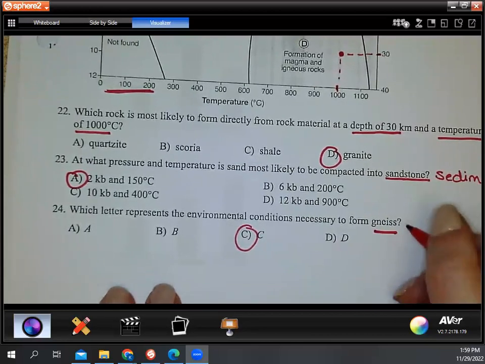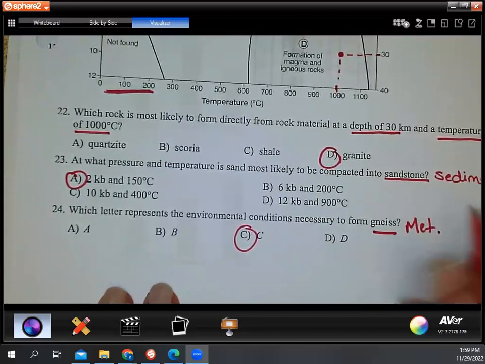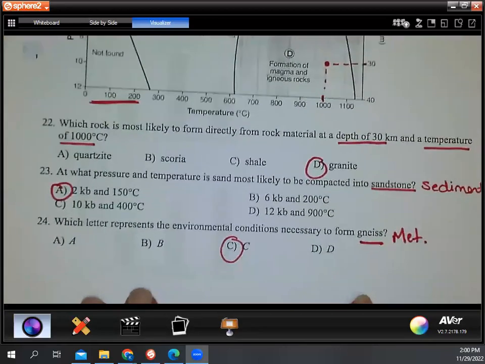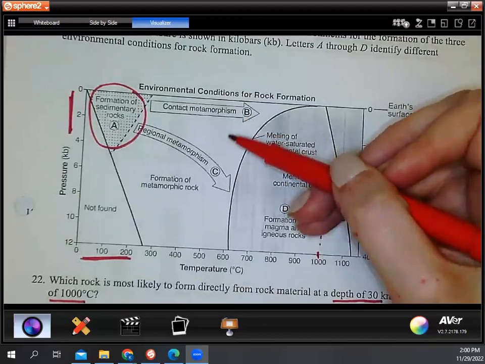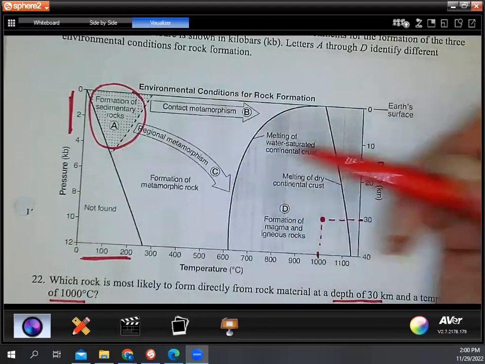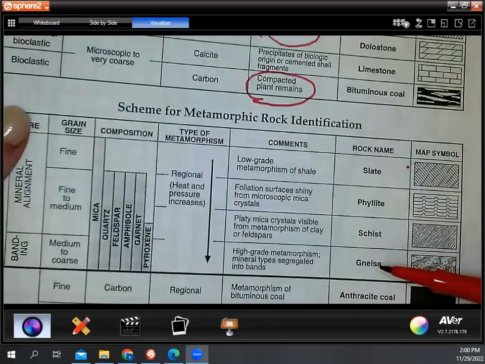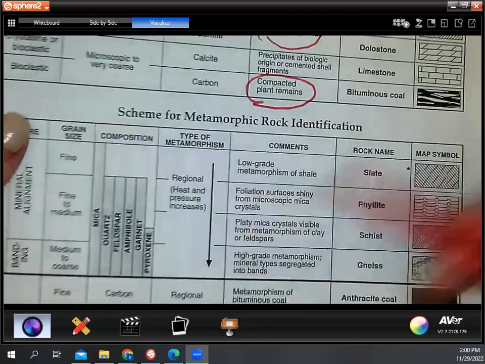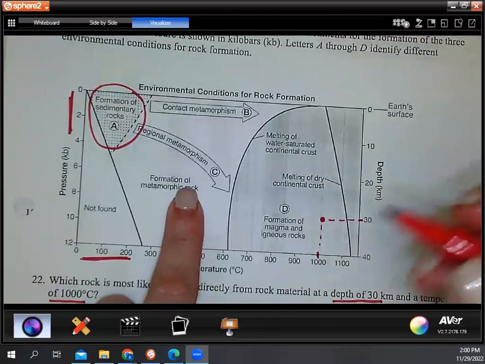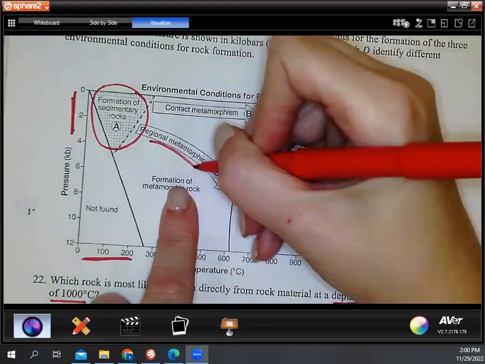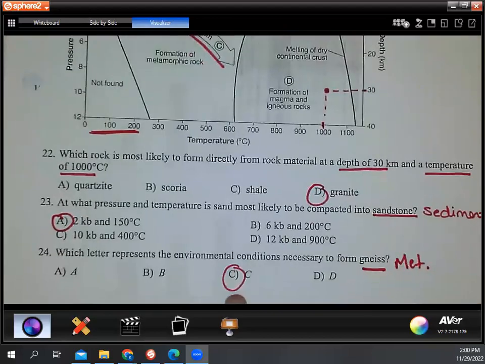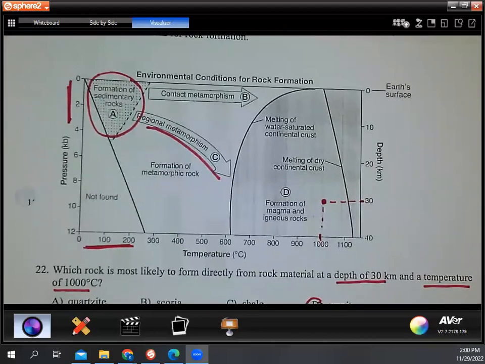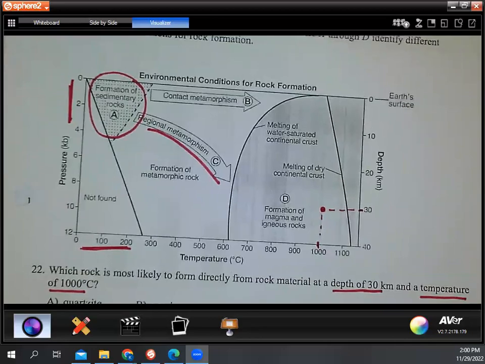Question 24, which letter represents the environmental conditions necessary to form gneiss? Gneiss is a metamorphic rock. I'm going to look up here where it talks about metamorphic rocks. They break it down into contact metamorphism and regional metamorphism. If I look, gneiss is our regional metamorphic rock. So I know I'm zeroing in somewhere on this arrow band. And if I look, that arrow band has the letter C. So 24 is safe.